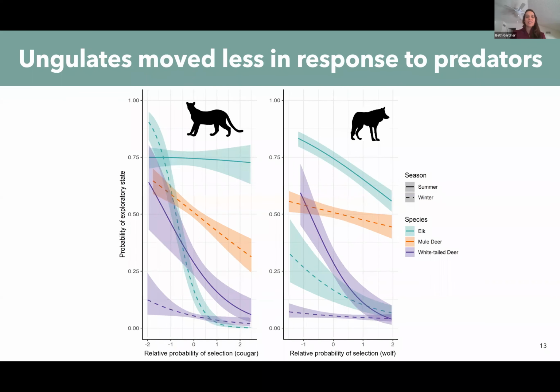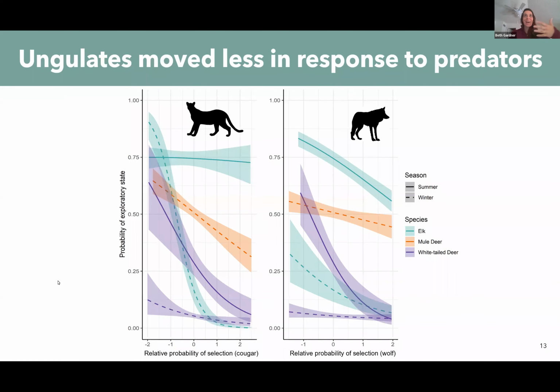In this case, you can see all of the species of ungulates, elk, mule deer, and white-tailed deer, had that response, whereas there are more cougars, they became more likely to be encamped. Very flat line here, though, for elk in the summer. And then exactly the same responses for wolves. Some of them maybe not quite as strong, so you can see the slope of the mule deer is a little bit different, whereas for elk, we do see a response here.